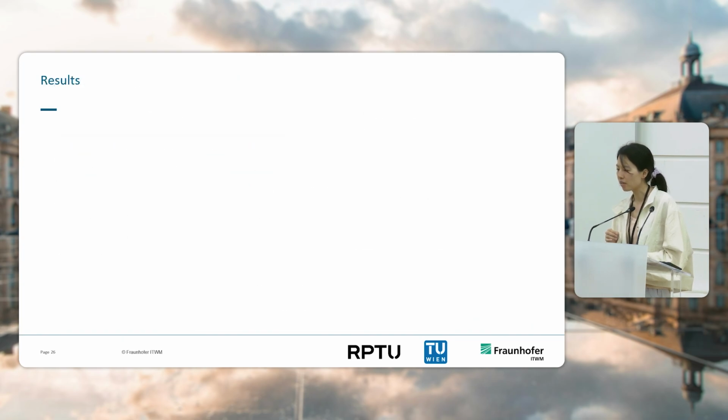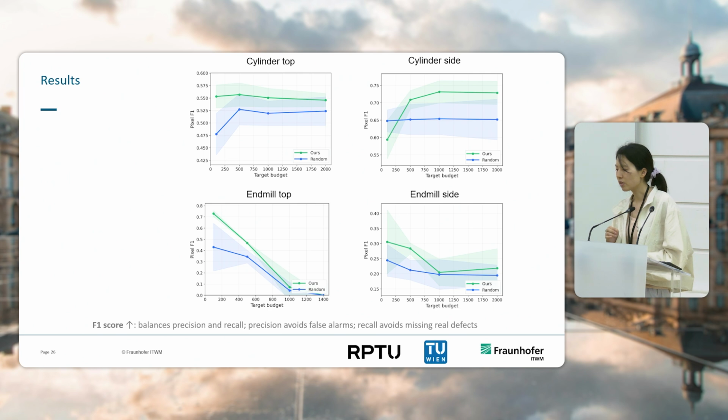Here are the results. There are 2 main findings. First, more synthetic data is not always better. This is especially important when real reference data is very limited. As more synthetic defect samples are added, less informative examples may gradually reduce the quality of the training data.